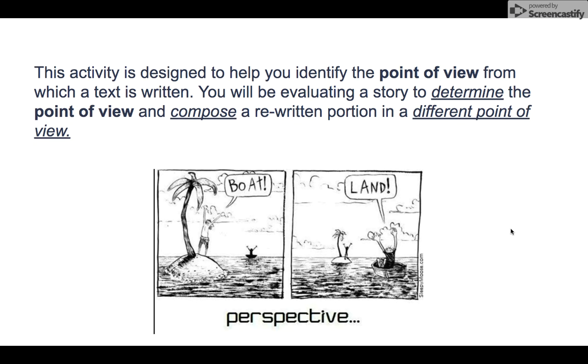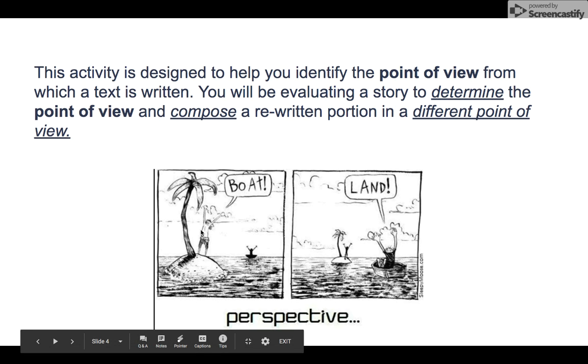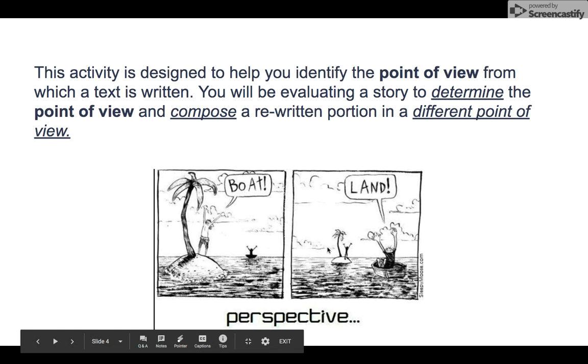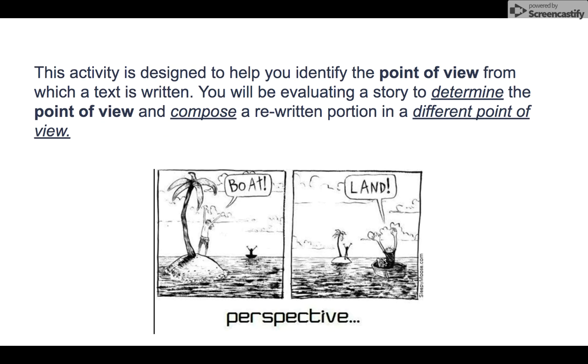This activity is designed to help you identify the point of view from which a text is written. You will be evaluating a story to determine the point of view and compose a rewritten portion in a different point of view. So here's another example of point of view or perspective. There's a guy on an island and he says, boat. He sees this person out here. And then here's the person on the boat looking at the guy on the island saying, land, right? The person stuck on the island is so happy to see a boat. But the person in the boat, who has been in a boat for a long time, is so happy to see land. The guy on the island wants to get off. The guy in the boat wants to get on. Different points of view.